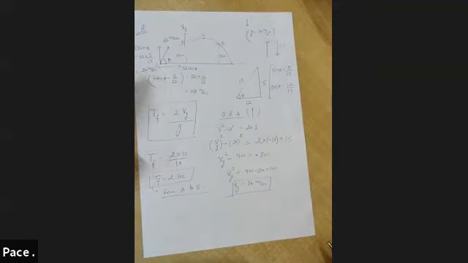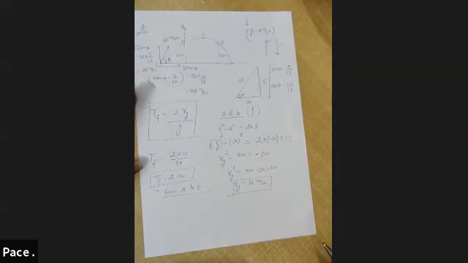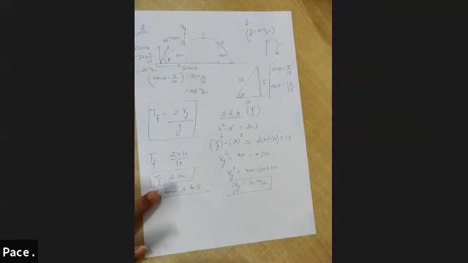Okay, so next question. Final answer is 2 seconds. The time taken by the particle from A to B is 2 seconds. Or you can say the ball would be at a height of 15 meter for 2 seconds. Okay, so next question.